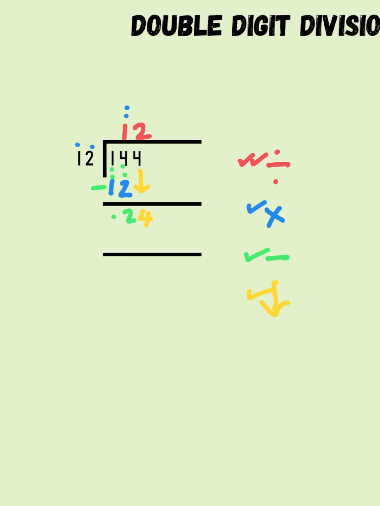Now we're going to times. What are we going to times? We're going to times 2 times 2 is 4. And 2 times 1 is 2. Okay, times step is done. Now we're doing our minus step. 4 minus 4 is nothing. And 2 minus 2 is nothing. And there you can see it's as easy as that.